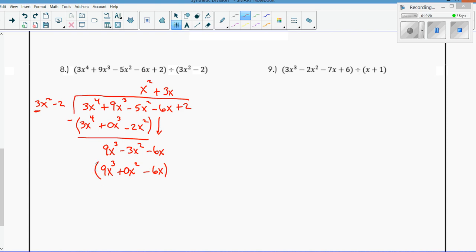Okay, all of this I am subtracting. First terms cancel, so good. Negative 3 minus 0 is just negative 3x squared. Don't forget your negative. Negative 6x minus a negative 6x. So those end up canceling and giving me 0x. Again, I would write 0 just as a placeholder. Bring down my 2.